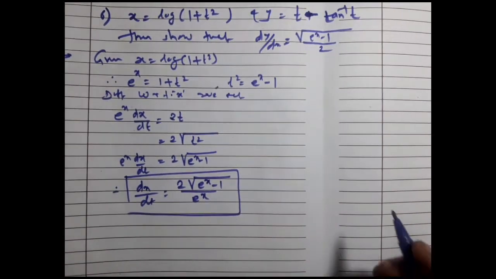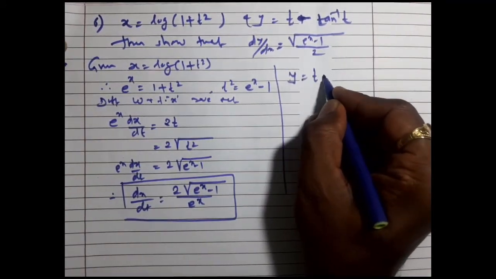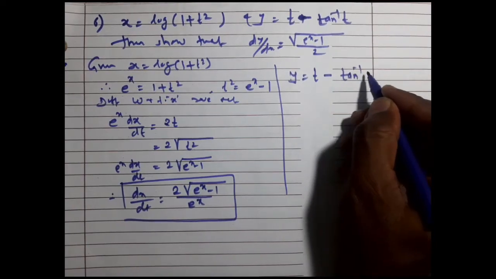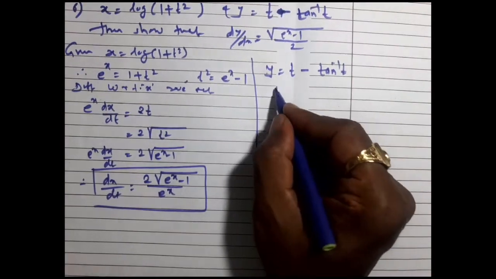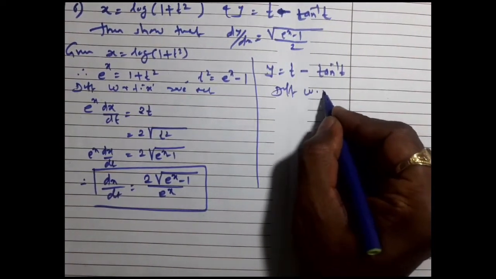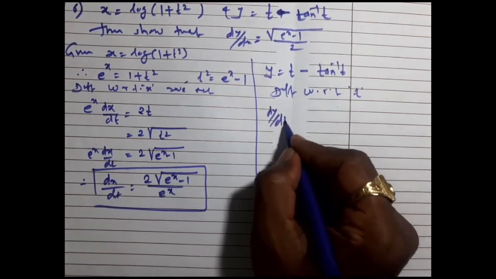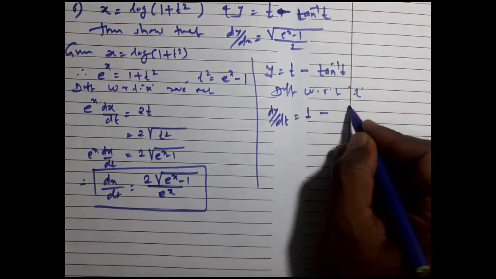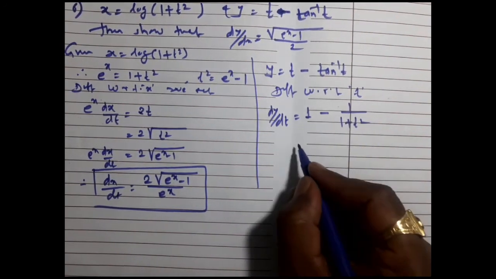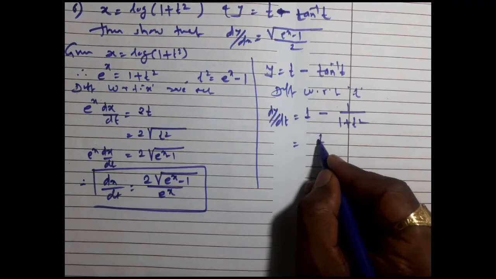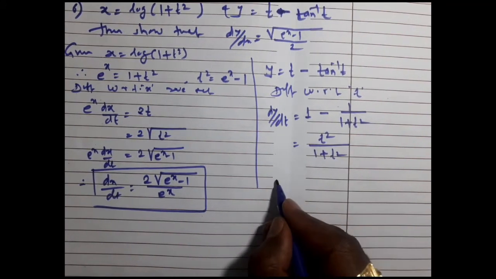Okay. Now come to the y. What is y? It is t minus tan inverse t. Differentiate with respect to t. dy by dt is 1 minus 1 upon 1 plus t square, that is the derivative of tan inverse t. By cross multiplication, it will be t square upon 1 plus t square.